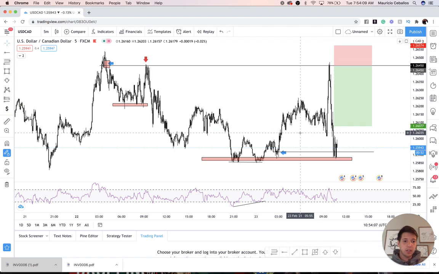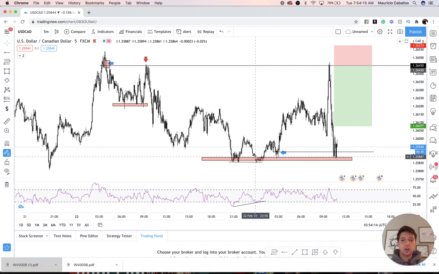Now, do I see the market potentially heading a little bit further down? Yes, and the reason is that I see liquidity down below. So I hope this analysis helped you guys understand why I took this trade. I'll be doing some more updates on how you guys can take more advantage of the market when it comes to specific times.